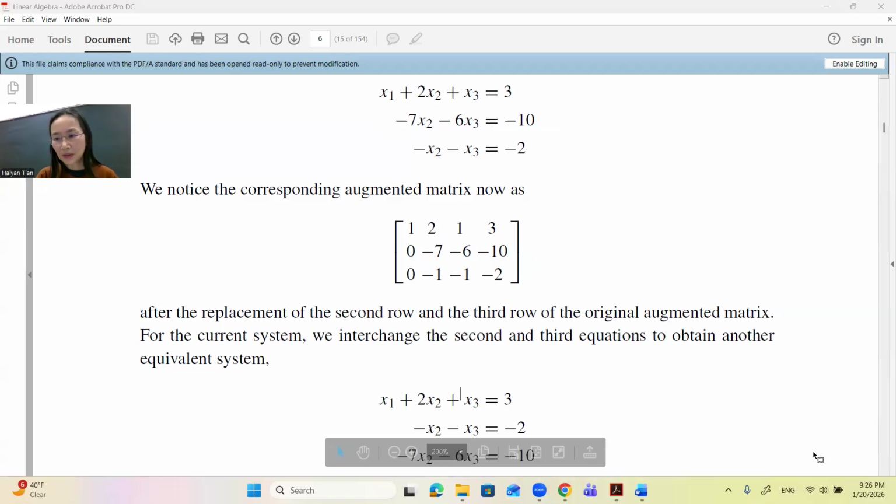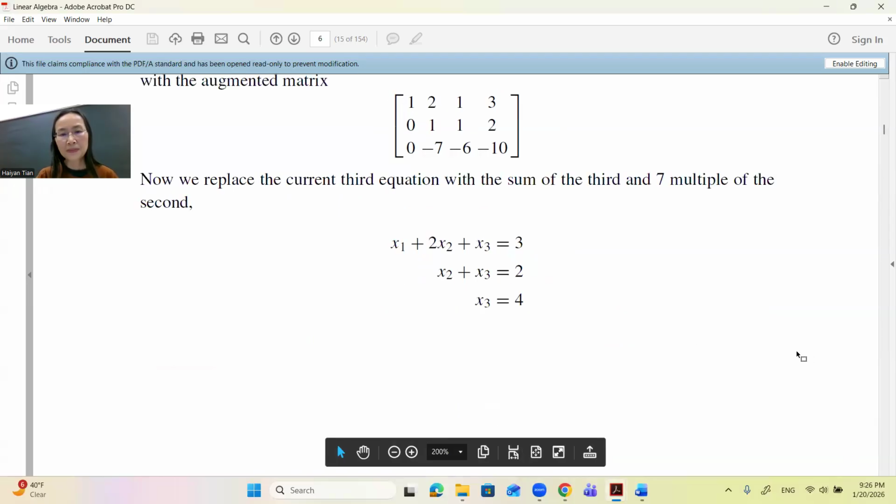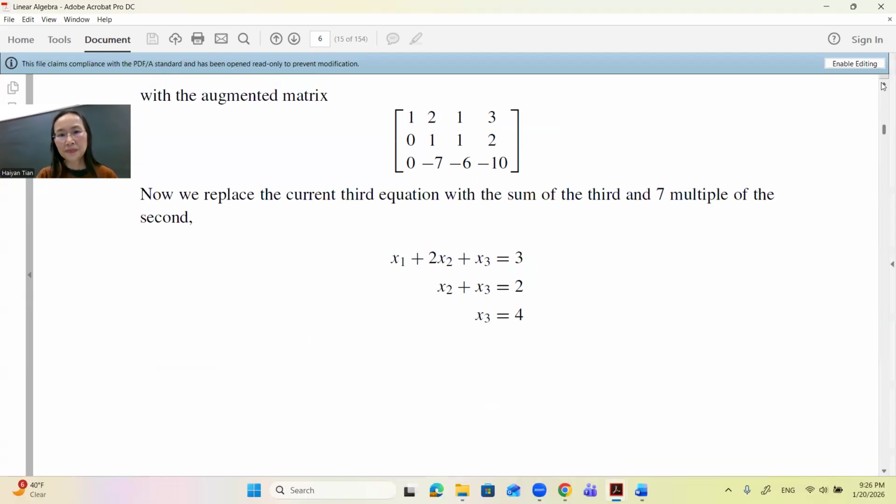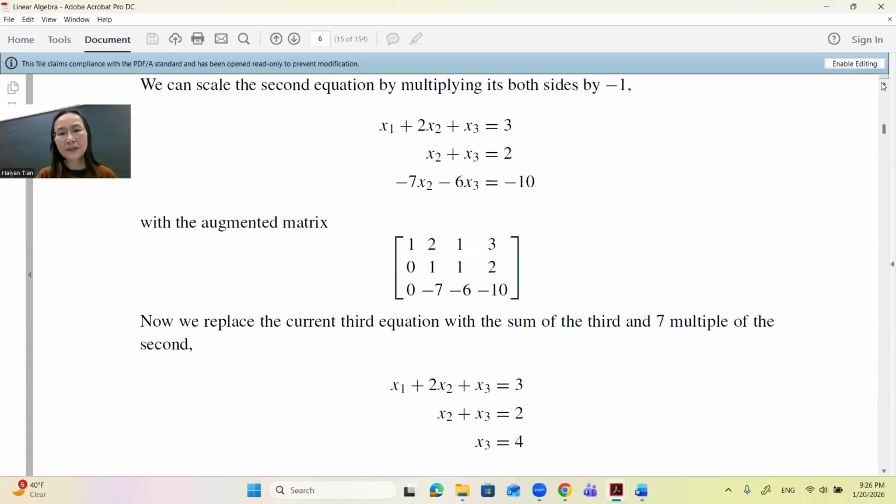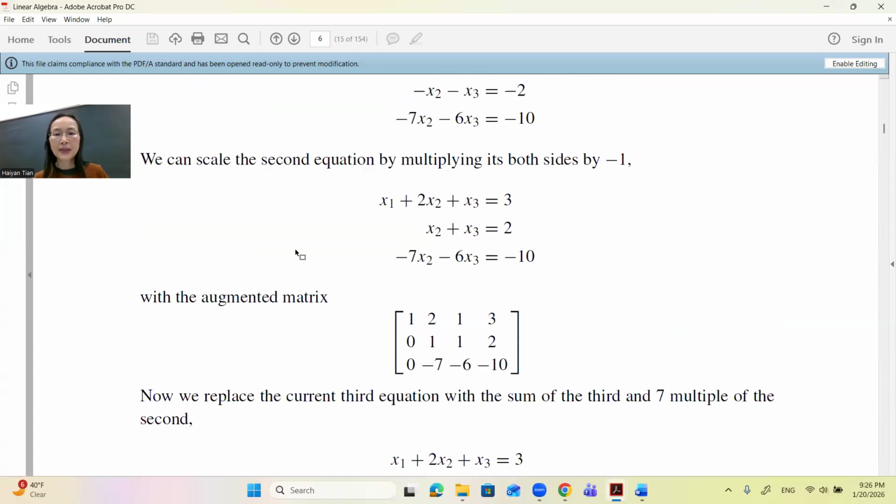So let's do a swapping. Then what happens is, after swapping, we can also do some more changes. That is, I can rescale. That is, multiply the second equation by -1 because I don't like the negative coefficient.